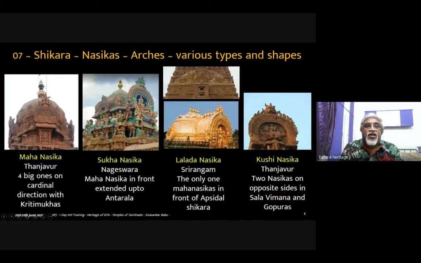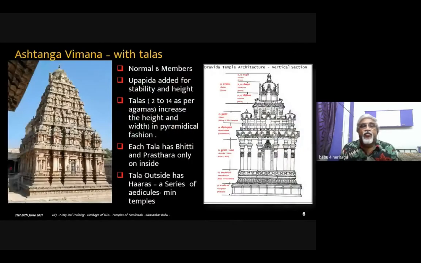So these are Nasikas. Apart from that, there are small Nasikas and arches available in various places as ornamental. We will see some of it when we go to the Mandapa section. So from a single Tala temple, when we go to a multi-Tala temple, this is basically done for 2 reasons. One, a strong Upapida is added like this to raise the height and to ensure more stability, if there is some soil issue.